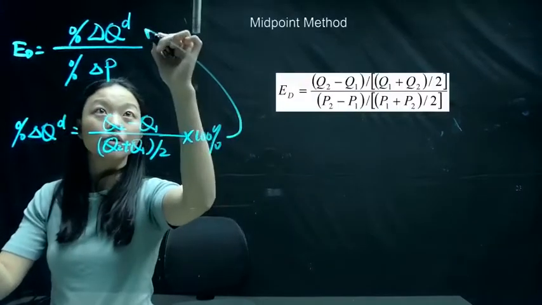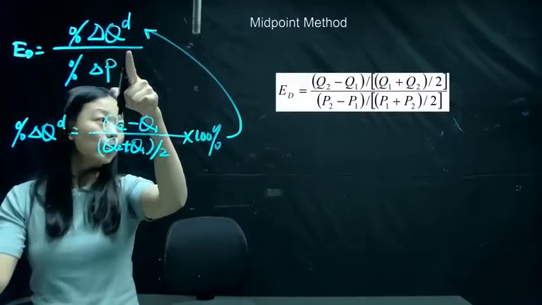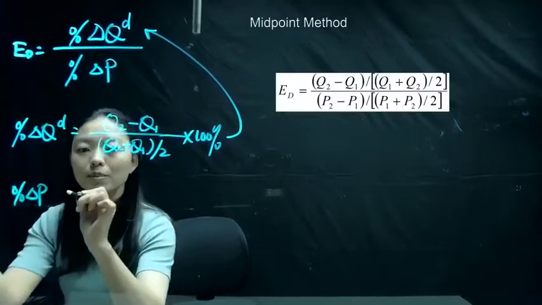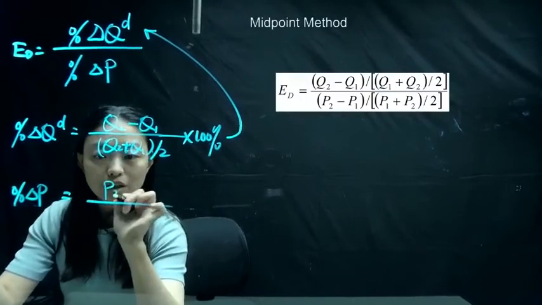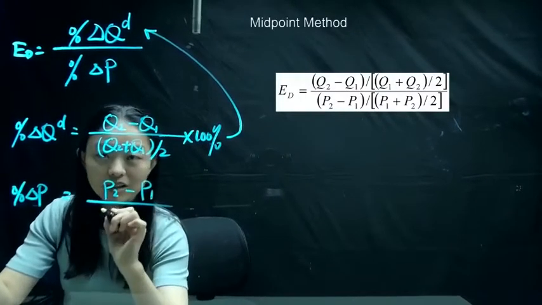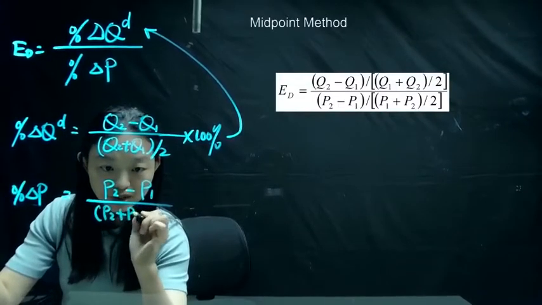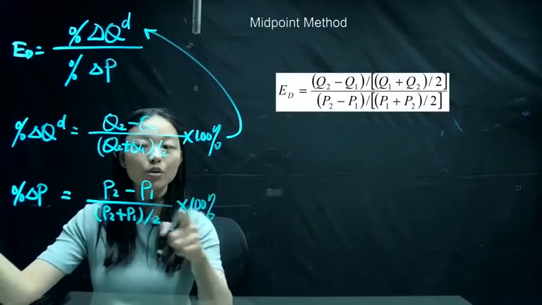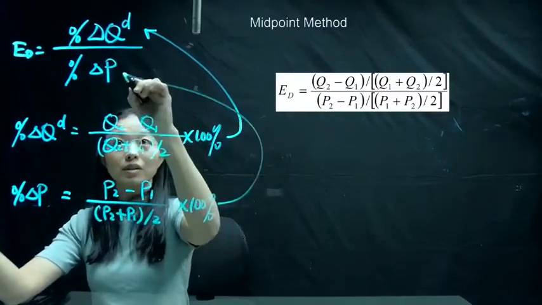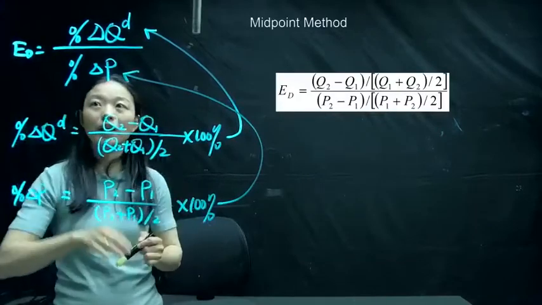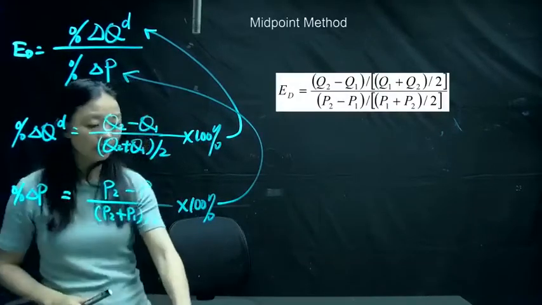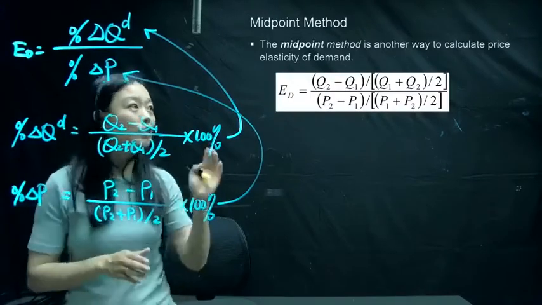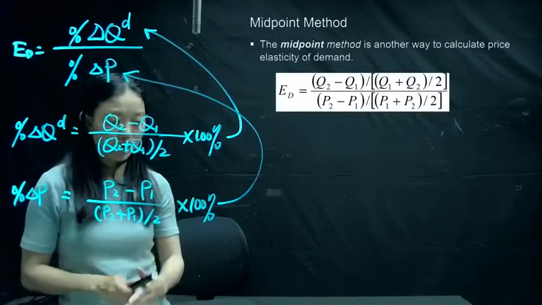So from this way, you can get the percentage change in quantity demanded. Put this one into the numerator. And then for the denominator, we need the percentage change in price, right? So the percentage change in price will equal P2 subtract P1 and then divide by the average price, P2 plus P1 divided by 2, and then times 100%. You use this to replace the denominator. Then you have the midpoint method. So this is the midpoint method, and this formula is very important in this chapter.